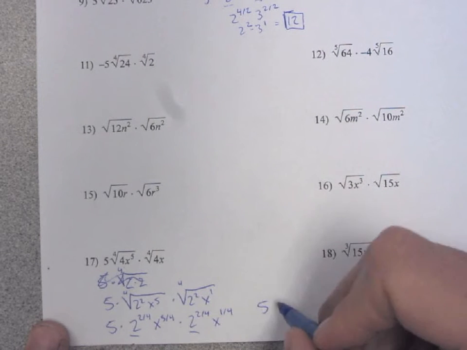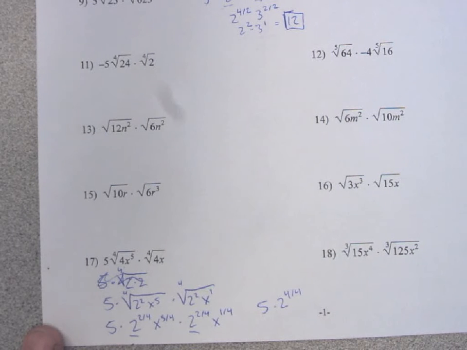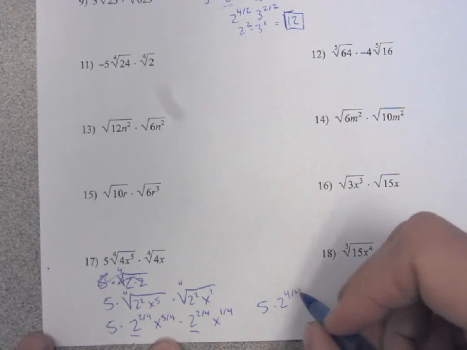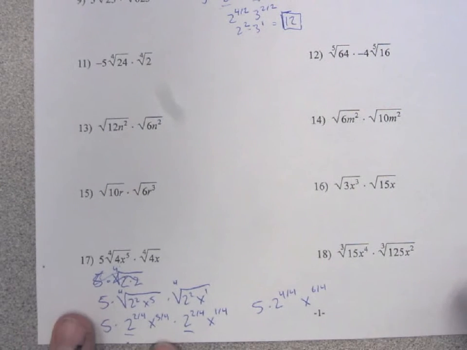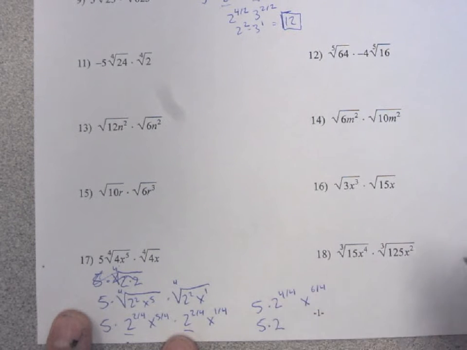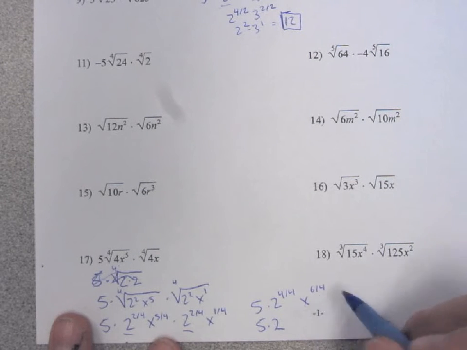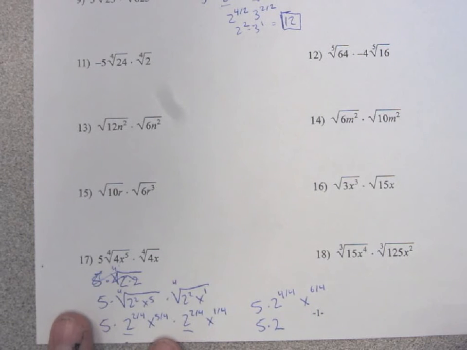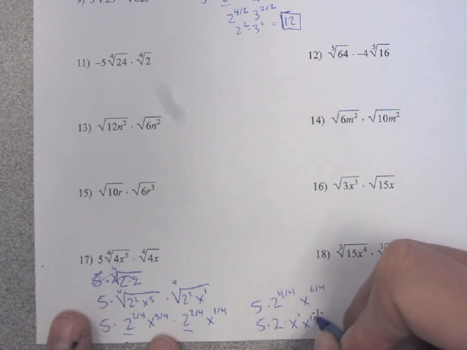So I have this 5, and then I have 2 to the 4/4, just adding the exponents there. And then I have x to the 6/4, so 5/4 plus 1/4 is going to be x to the 6/4. All right, so now we'll simplify. This is a regular 5. This is now a 2 to the 1 power, which is a regular 2. And this is going to come out as 1 2/4, or 1 1/2. 6/4 is the same as 3 halves, which is 1 1/2. So I have x to the 1 and x to the 1/2.